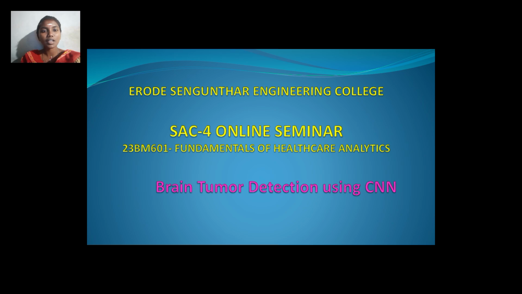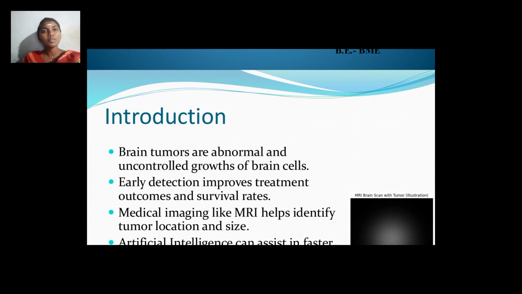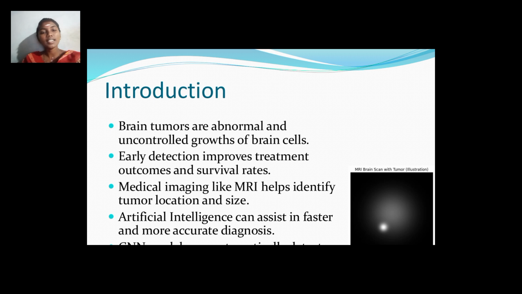Now I am going to give a seminar on the topic of brain tumor detection using convolutional neural networks. First we will see the introduction. What is a brain tumor? A brain tumor is an abnormal and uncontrolled growth of brain cells. It affects brain function. And early detection of brain tumors improves the treatment outcome and test reports.